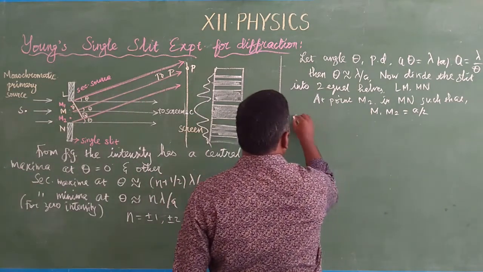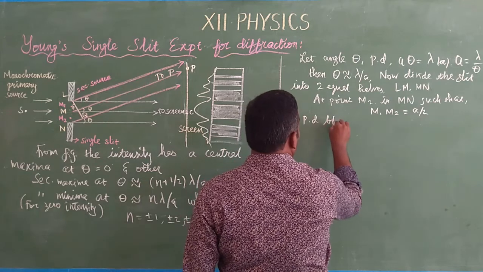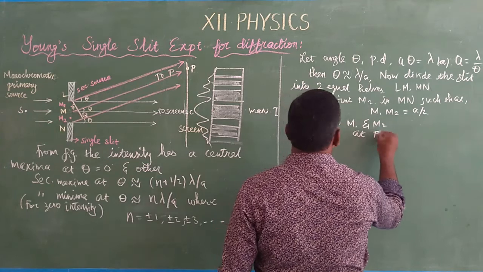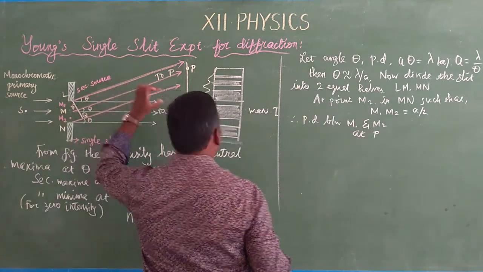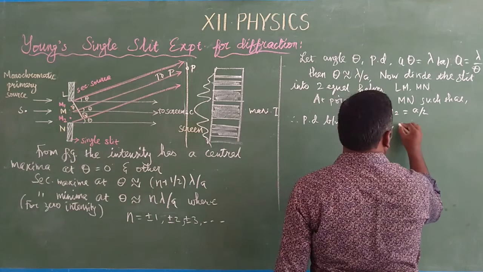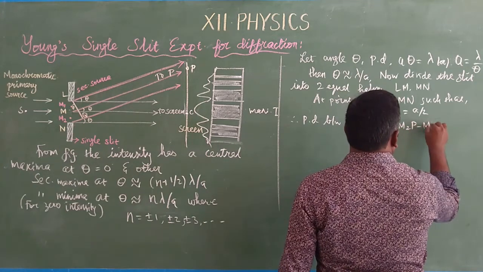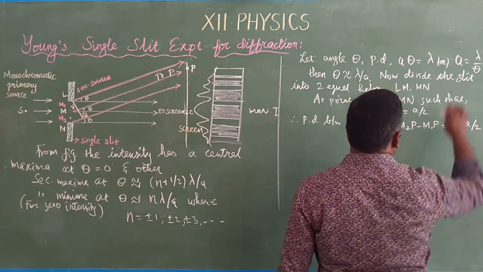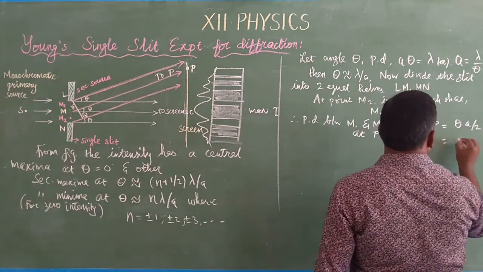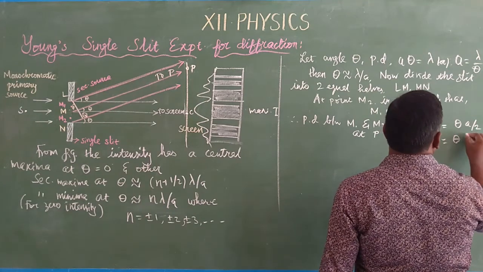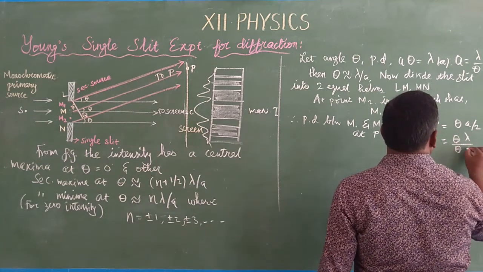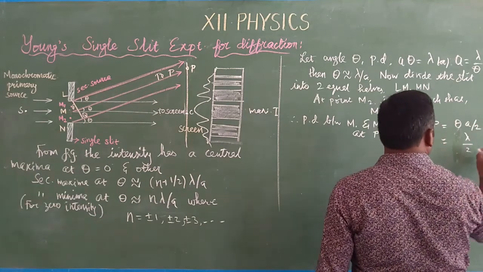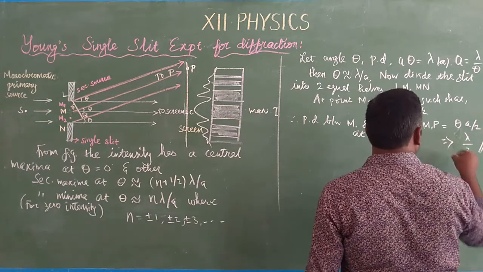So path difference between M1 and M2 at P, அப்ப இந்த M1 M2 ல இருந்து path difference என்னவா இருக்கும்? At P is M2P minus M1P, which is equal to theta into a by 2. But what is the value of a? Already we have, theta into a is lambda by theta by 2. So theta cancel. So we'll have lambda by 2. So this is the path difference in this case.